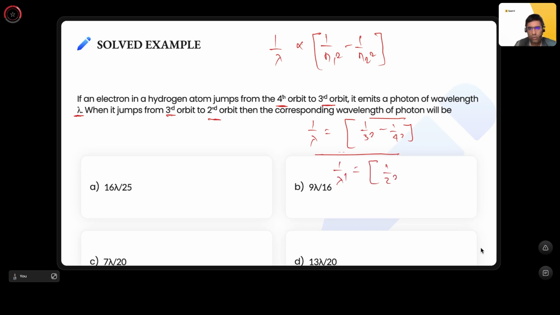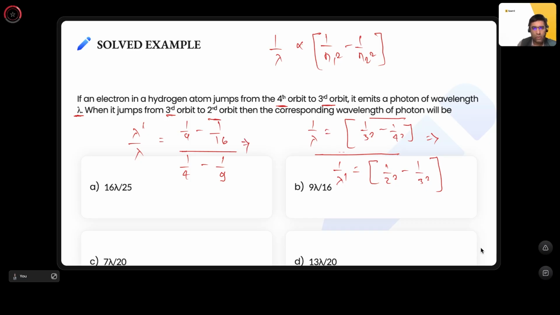So 1 upon 2 square minus 1 upon 3 square. All right. So from here, we'll say lambda dash upon lambda will become, we take the LCM over here. So it will be 1 by 9, or we just simply write 1 by 9 minus 1 by 16 upon 1 by 4 minus 1 upon 9.